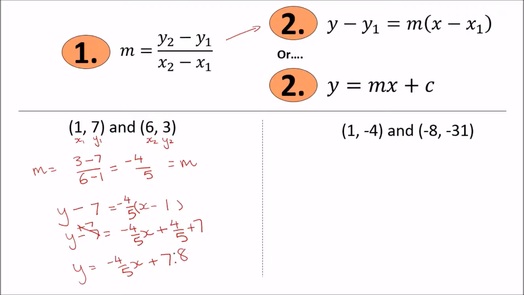So this is your y-intercept, this is your gradient. The negative is telling us that from left to right this line is going to be going down, and it's going to be falling 4 spaces every time it runs 5 spaces across to the right. Alright, that was the first method. Now let's use the second method with these coordinates.